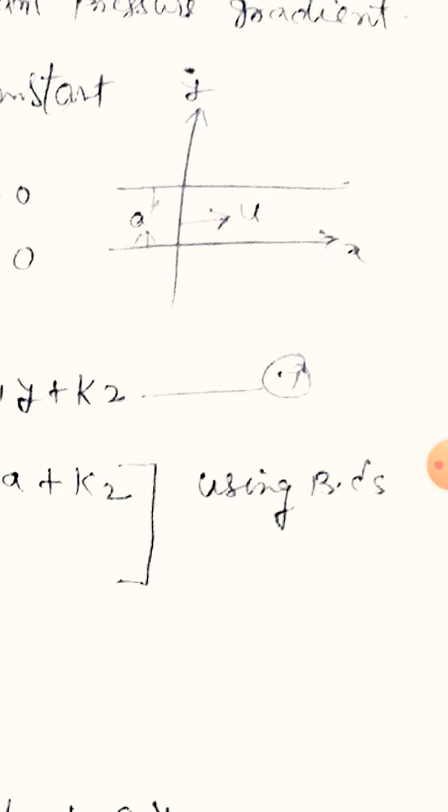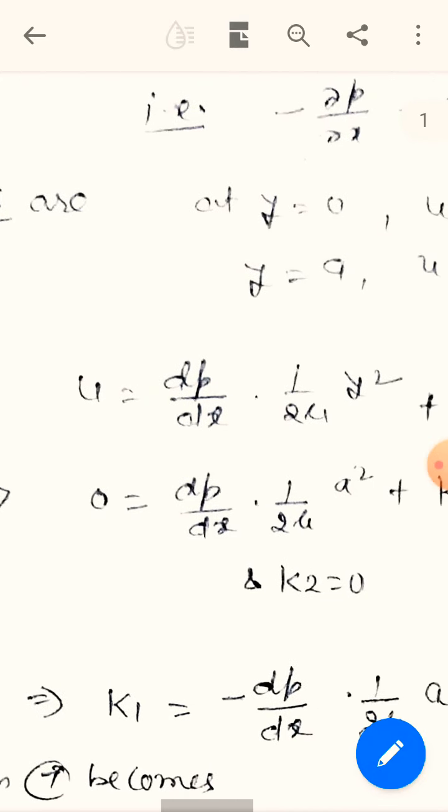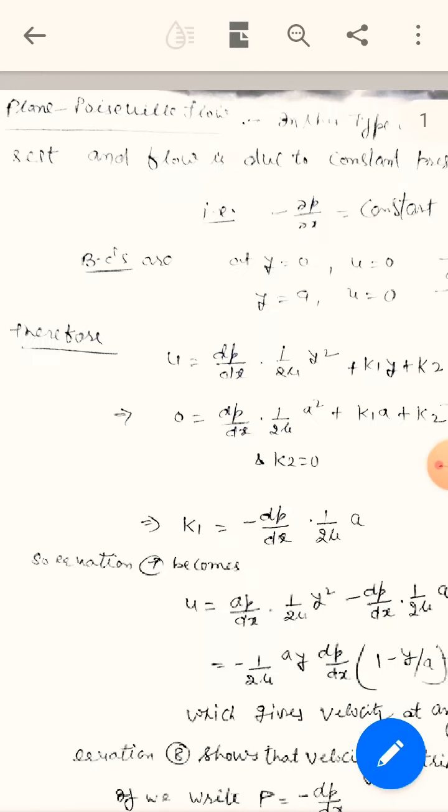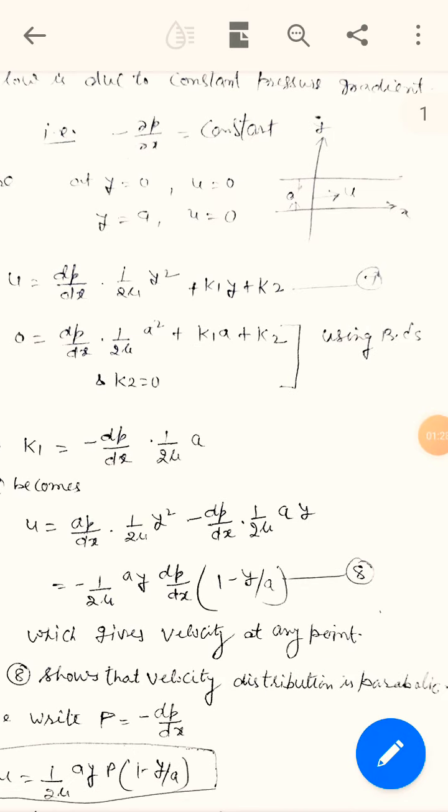In the x direction the velocity component is u, and the distance between the plates is a. The boundary conditions are: at y is equal to 0, u is equal to 0, and at y is equal to a, u is equal to 0, since both plates are at rest. Then in this case the laminar flow equation converts into u is equal to dp by dx into 1 by twice mu y square plus k1 y plus k2.